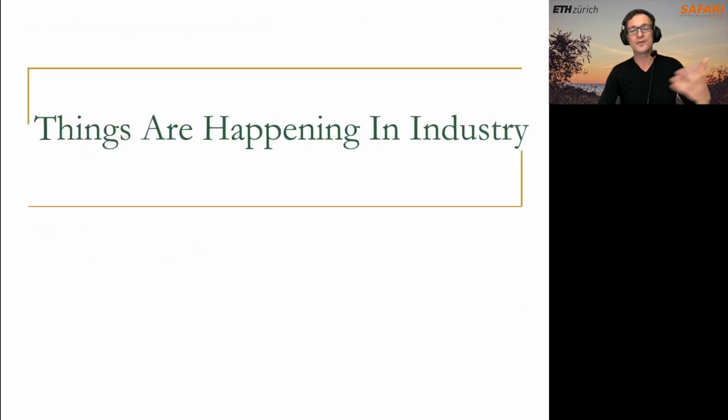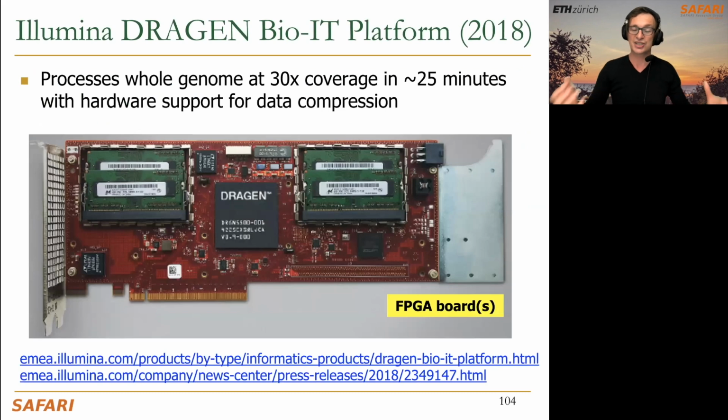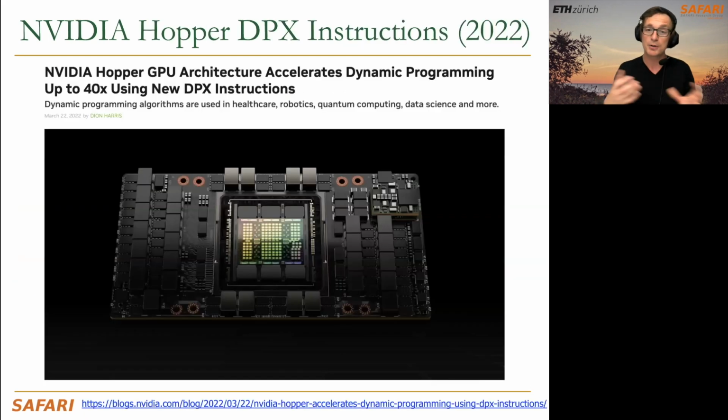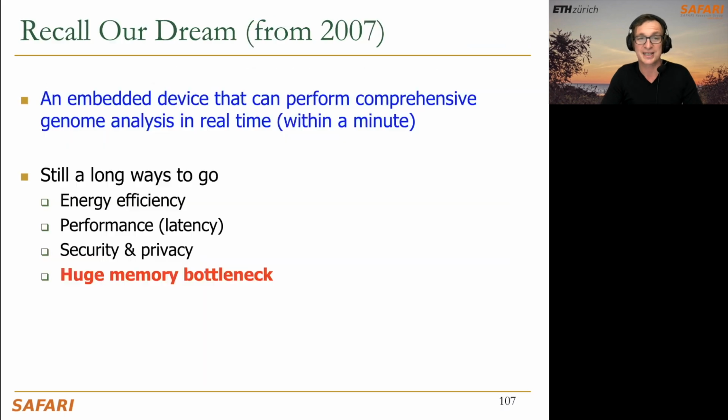Now, let me conclude. Before I conclude, I'll mention that there are things that are happening in the genome analysis industry. Illumina, which is a major technology provider, is actually putting FPGAs in their devices. You can read about this. More recently, NVIDIA has been talking about actually integrating genome analytics. And also, they've introduced general purpose instructions for dynamic programming, which can actually help genome analysis significantly.